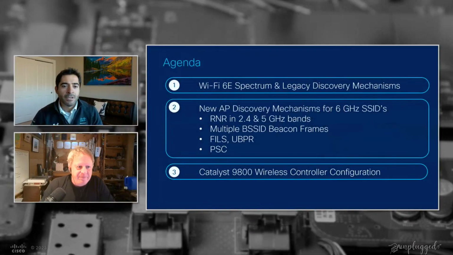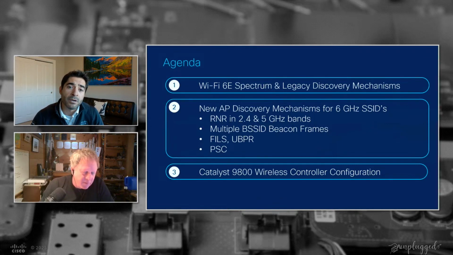All right. Thank you, Dan. On today's Unplugged session, we're going to discuss the discovery protocols and efficiencies introduced with Wi-Fi 6E. These include reduced neighbor report, beacon size reduction, multi-BSSID, fast initial link setup, unsolicited broadcast probe response, and preferred scanning channel. I'm going to ask our expert Dan some questions to help us get some clarity on these topics. My first question to you, Dan, is why do we even need these changes or updates in the first place? Why can't we use the 802.11 protocols we have today? Maybe you can help us better understand this.